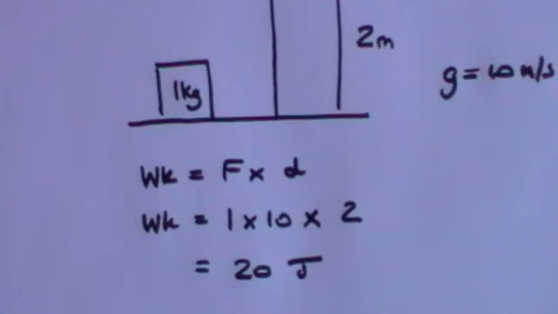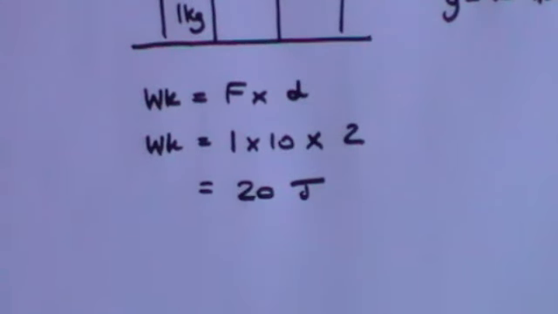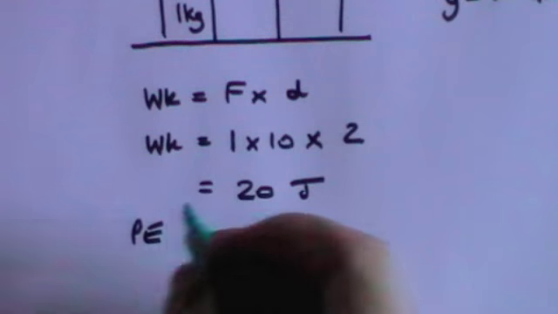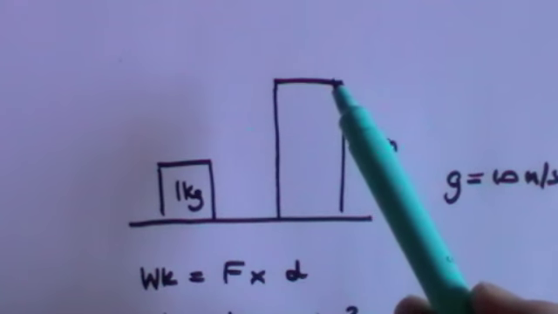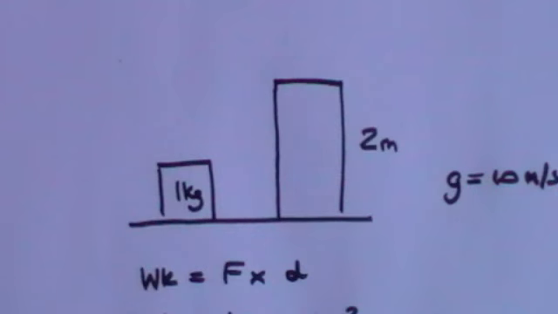You'll notice that that is the work done, but it's also the gain in potential energy. What is the potential energy of the mass when it's on top of the table? Well, when that mass is on top of the table, it will have potential energy equal to mgh.